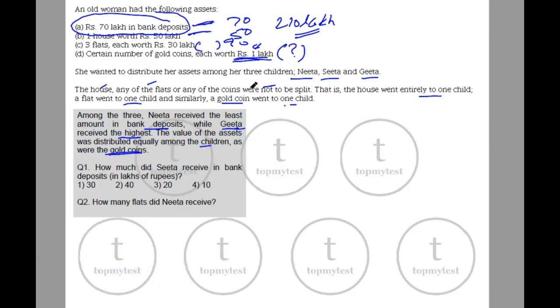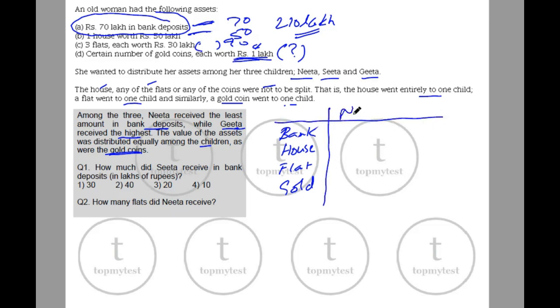So not only was the total value divided equally, even the gold coins were divided equally. So let's see what you have. You have bank, you have house, you have flat, and you have gold. And you have Nita, Sita, and Geeta.